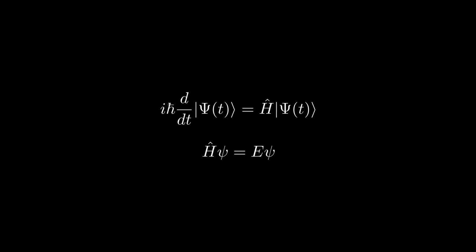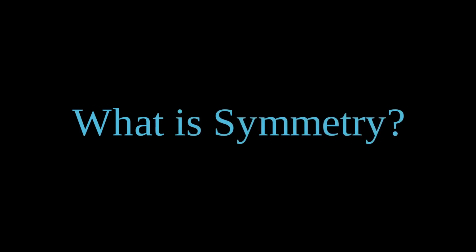In the last video, we introduced the famous Schrödinger equation as a way of describing how quantum states evolve in time with respect to a given Hamiltonian. In this video, we will continue our discussion of the Hamiltonian by talking about the role that symmetries play in computing energy eigenstates. The first thing you may be wondering is what a symmetry is.